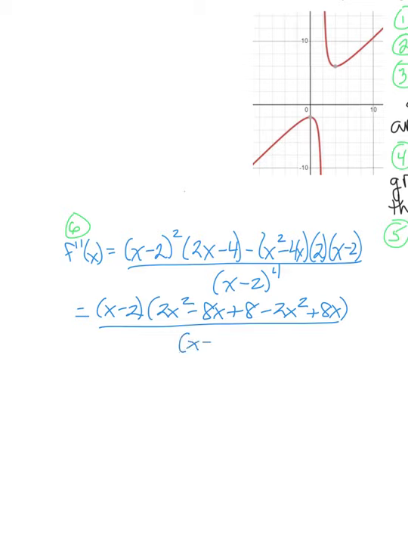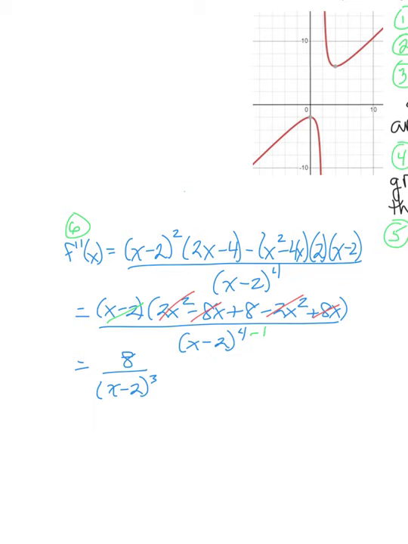And then x minus 2 to the 4th. So from here, you can start to do some simplifying. The 2x squared and the minus 2x squared are going to cancel. The negative 8x and the positive 8x are going to cancel. On top of that, this x minus 2 can cancel with one of the x minus 2's downstairs. So you end up with a final answer of 8 over x minus 2 to the 3rd power. And so that is our second derivative.